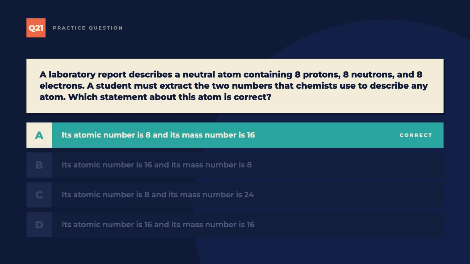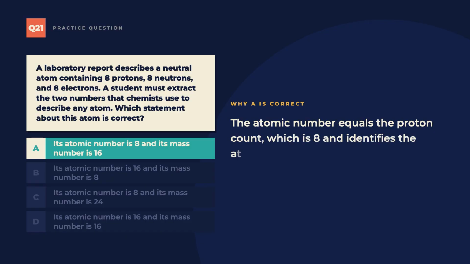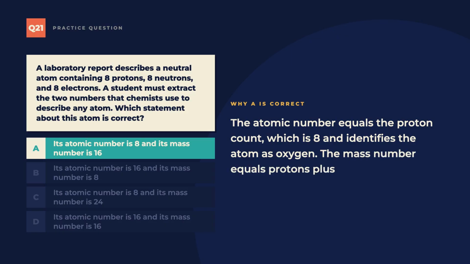The correct answer is A. Its atomic number is 8 and its mass number is 16. A is correct because the atomic number equals the proton count, which is 8, and identifies the atom as oxygen. The mass number equals protons plus neutrons, giving 8 plus 8 or 16.